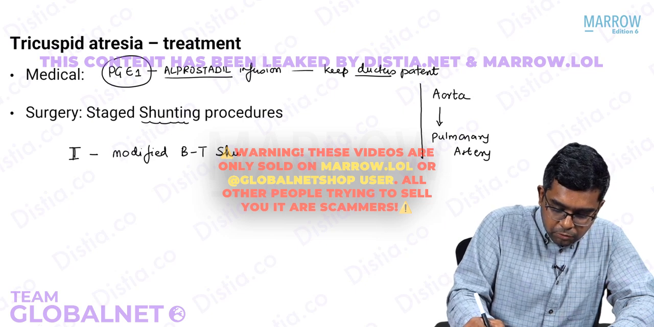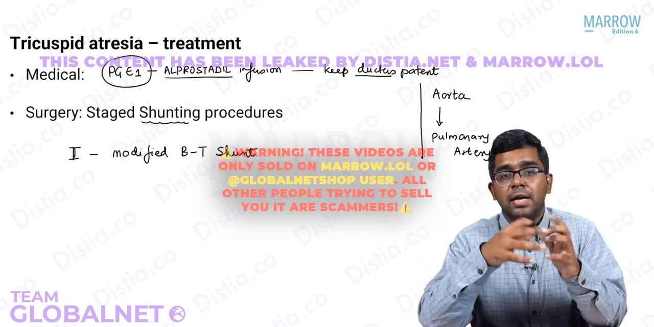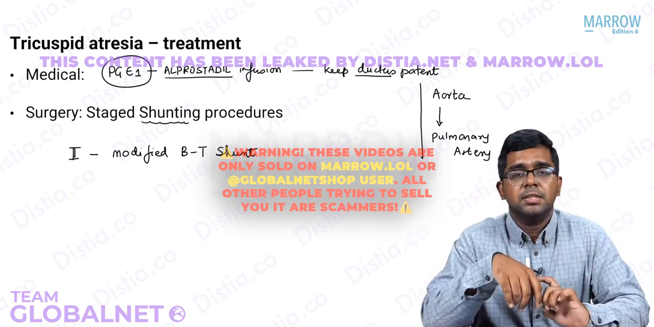We have just seen in the previous topic that the role of this Blalock Taussig shunt is to improve the pulmonary blood flow, and that is what we need in tricuspid atresia. That is number 1.